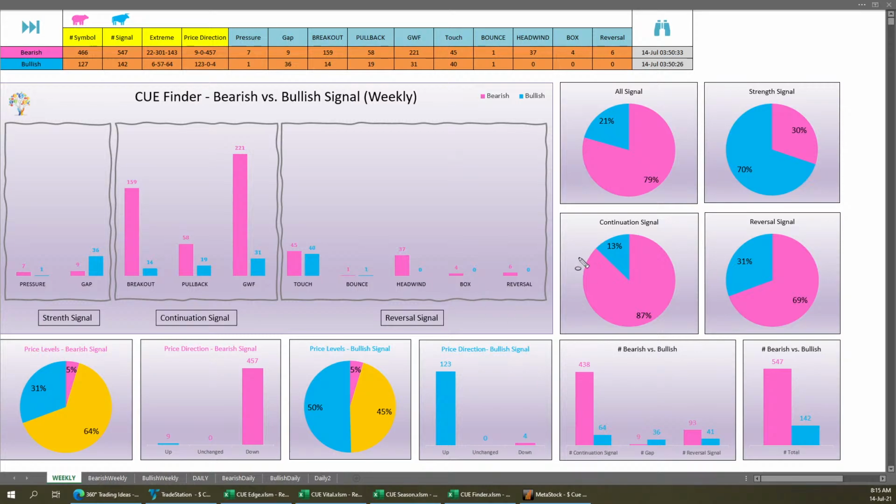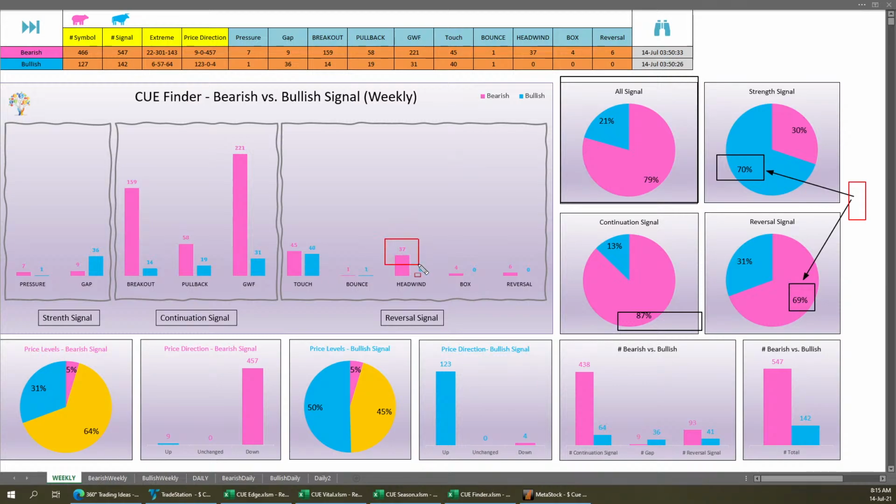The weekly balance of bulls and bears is clearly bearish now, whether we look at all signals, trend continuation or reversal signals. Strength signals are bullish. However, as I mentioned earlier, when you combine bullish strength with bearish reversal, overall that becomes bearish.